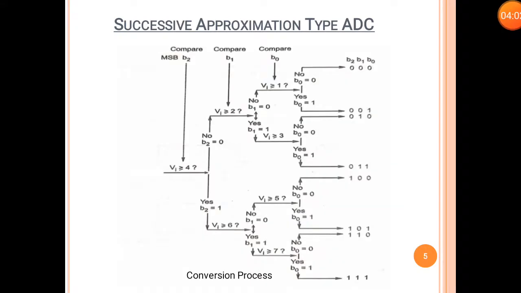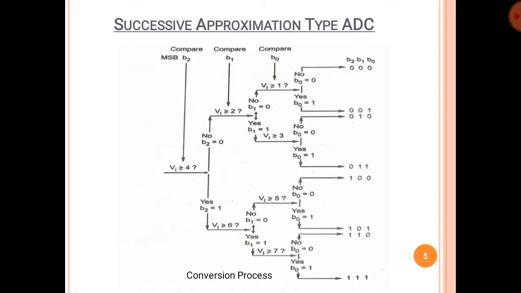Now let us see the conversion process. As there are 3 bits, B2 is the MSB and B0 is the LSB. First, the input will be compared with the MSB, and if it is greater than or equal to, it will go down, and if it is less than that, it will go up. At each stage this test is done, and depending on the result of the comparison, either it will move up or it will move down.